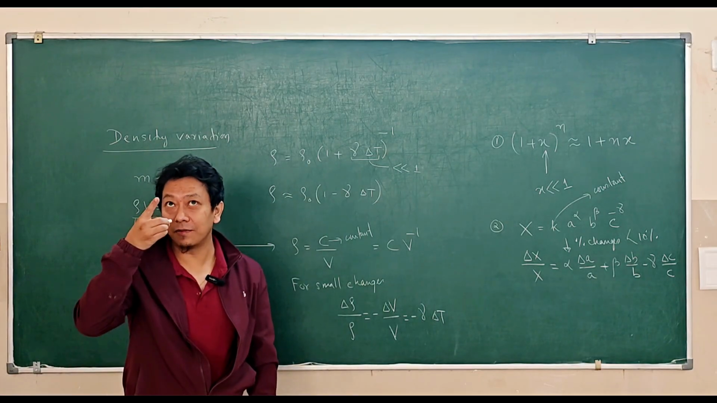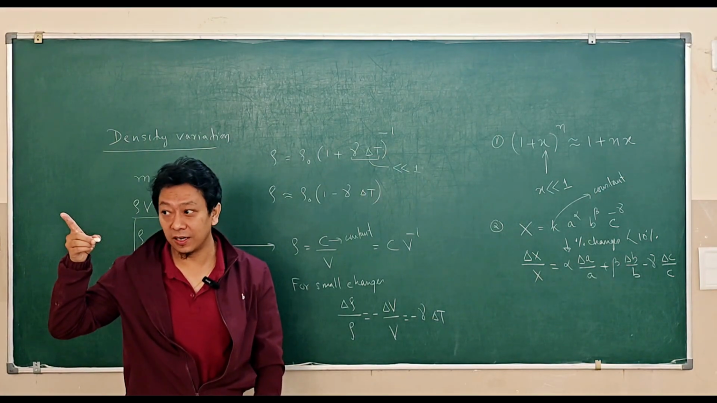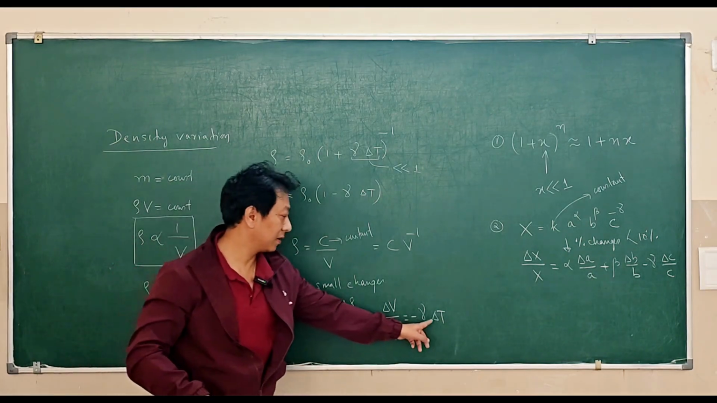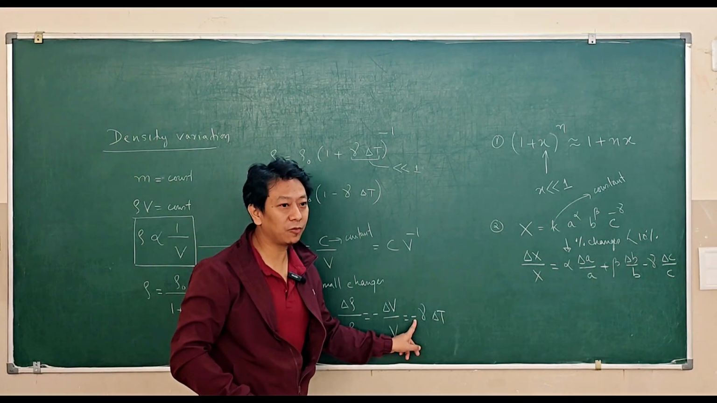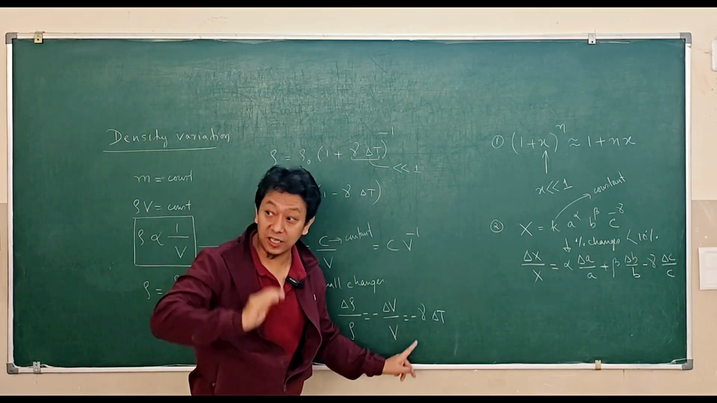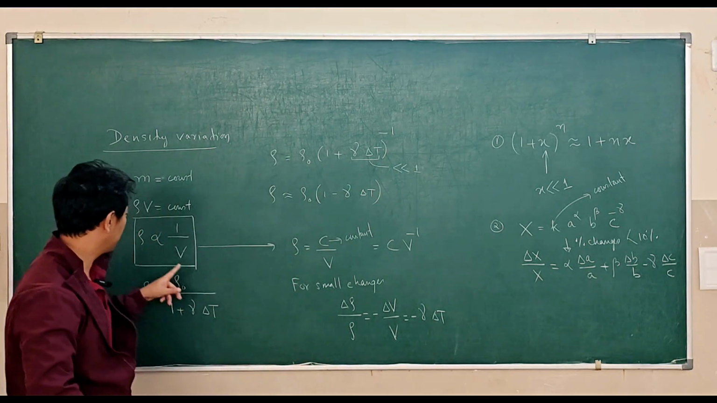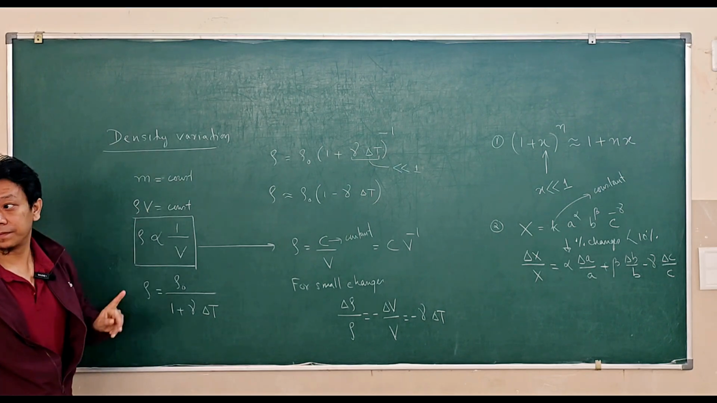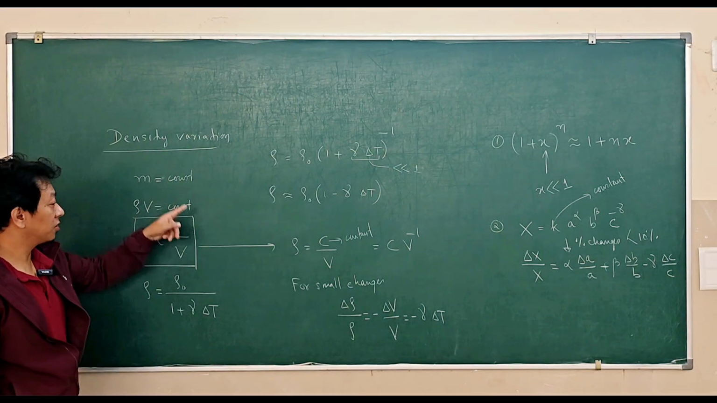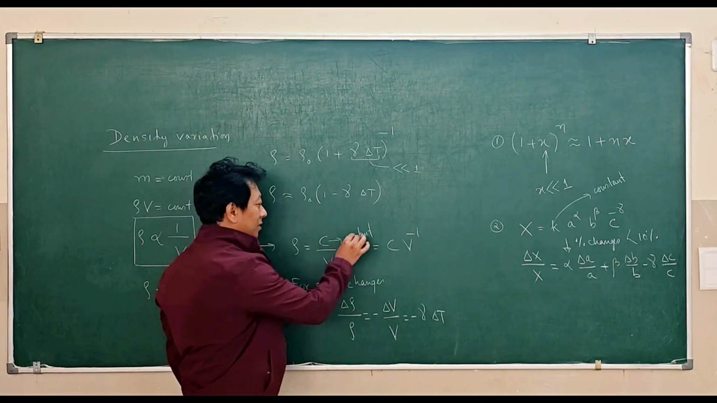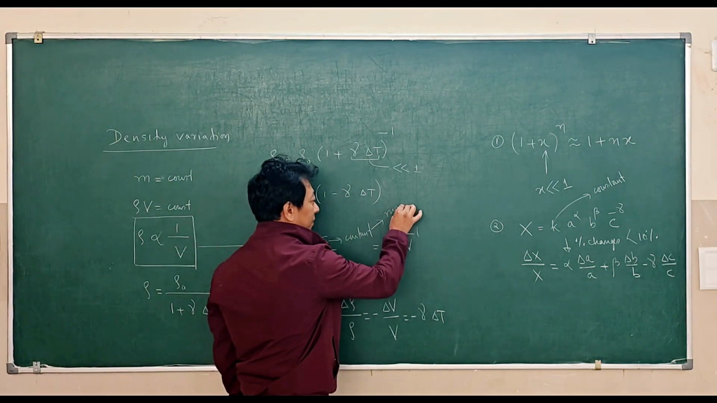So please remember, delta V by V is gamma delta T. Delta rho by rho is minus gamma delta T. The minus sign just tells you that when volume increases, density decreases, because here we are assuming mass remains constant. By the way, this constant is mass only, no? Density is mass by volume. So this C is actually mass only.